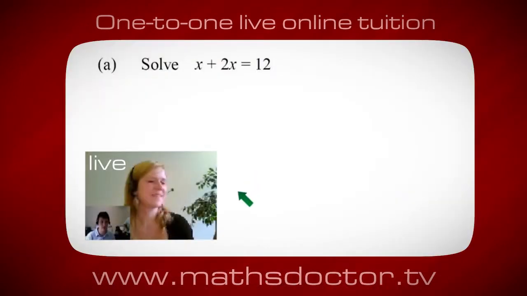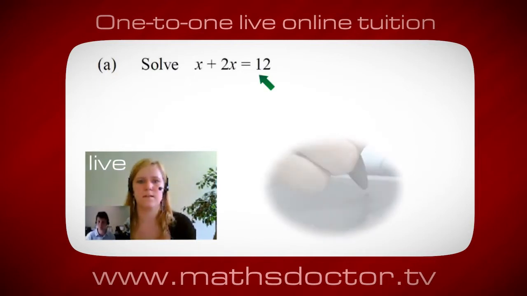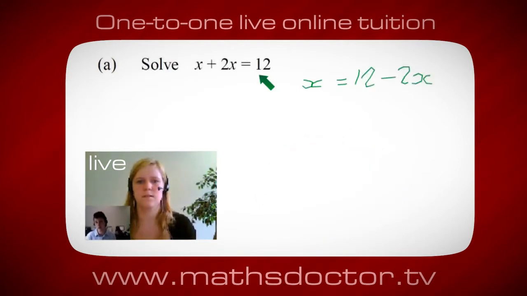So let's have a look at this one. Solve x plus 2x equals 12. So what do you think you do first? Okay, well, I want x on its own, so I would put x equals 12 minus 2x. A lot of the time we want to get x by itself, but what we want to do first is get all of these x's together. So can you see anything we can do with this? Get all these together in one place.